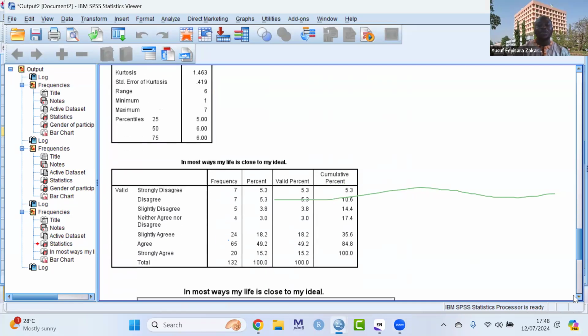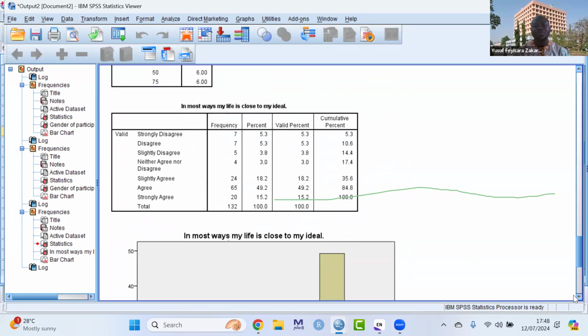Let's now go to the second table, which is again about the frequency count. The question: in most ways, my life is close to my ideal. We can see a lot of people disagreeing with it. Wow. So that means people are satisfied with the current situation, with this Tinubu economy?